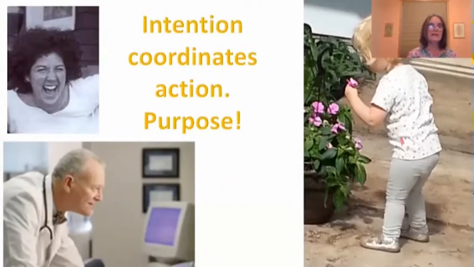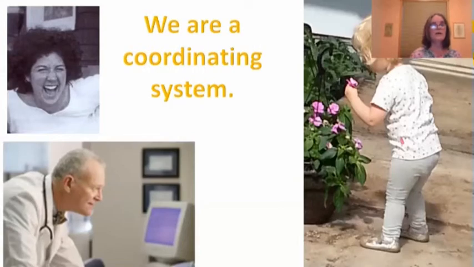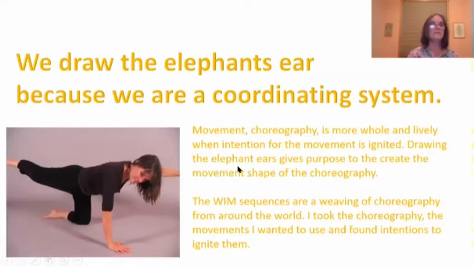Intention coordinates action. Purpose. We are a coordinating system. We draw the elephant's ear because we are a coordinating system. Movement choreography is more whole and lively when intention for the movement is ignited. Drawing the elephant ears gives purpose to create the movement shape of the choreography. The WIM sequences are a weaving of choreography from around the world. I took the choreography, the movements I wanted to use, and found intentions to ignite them.